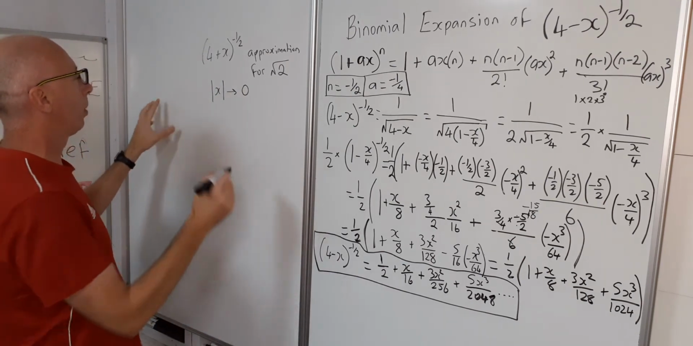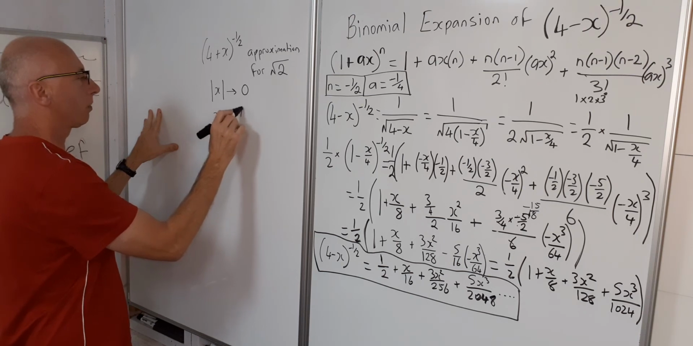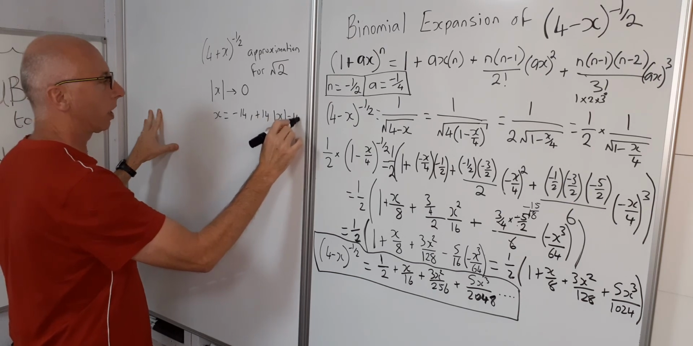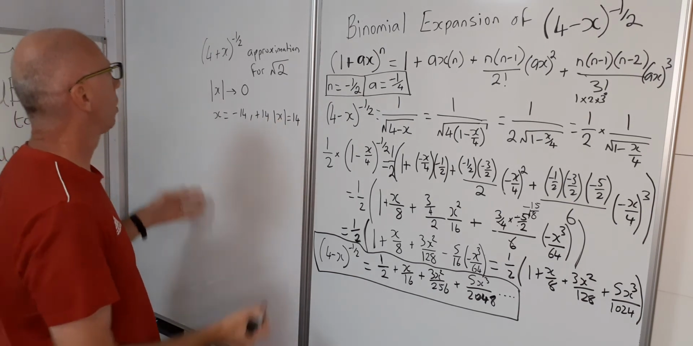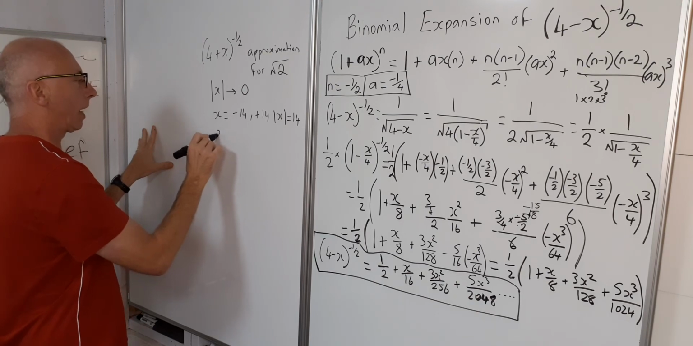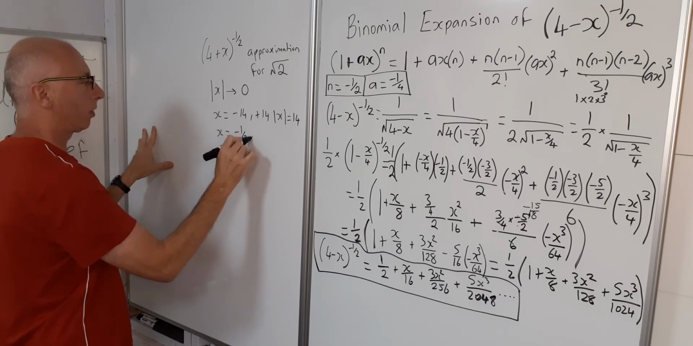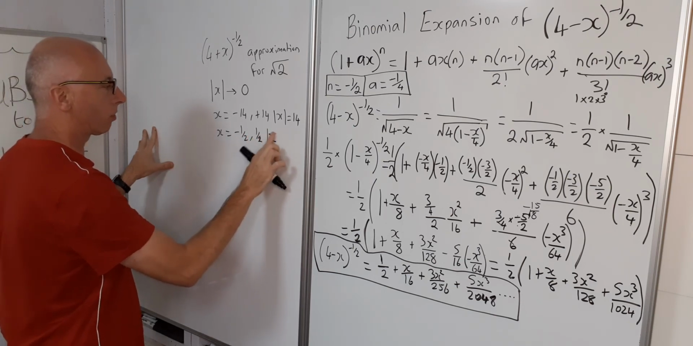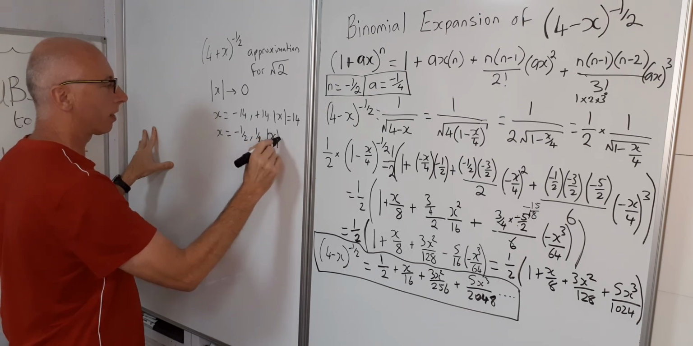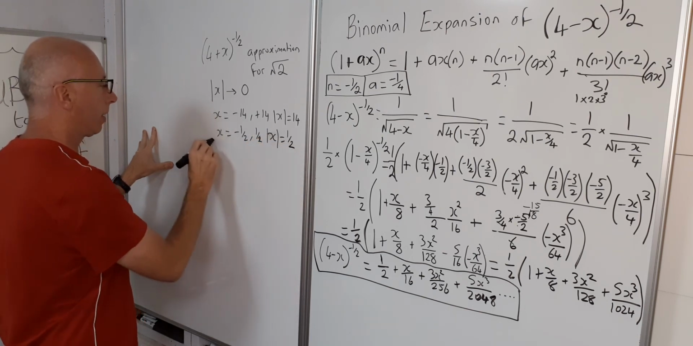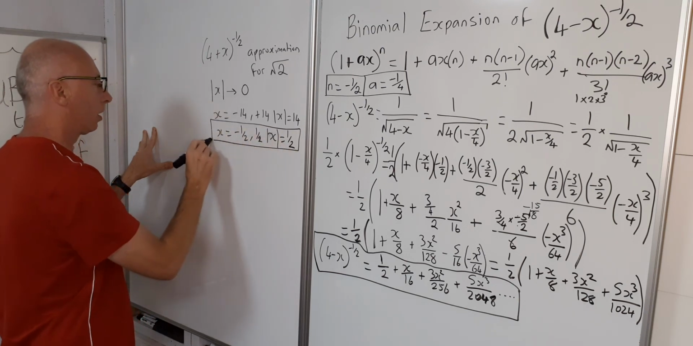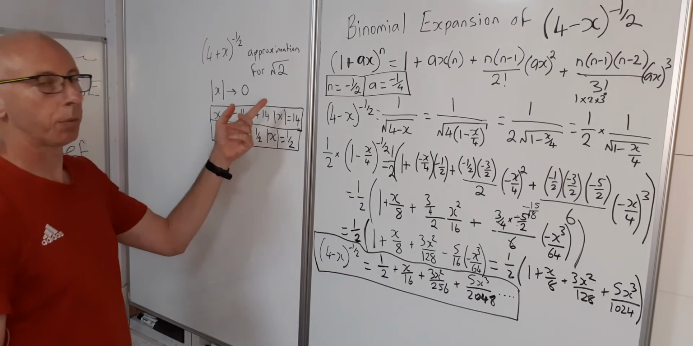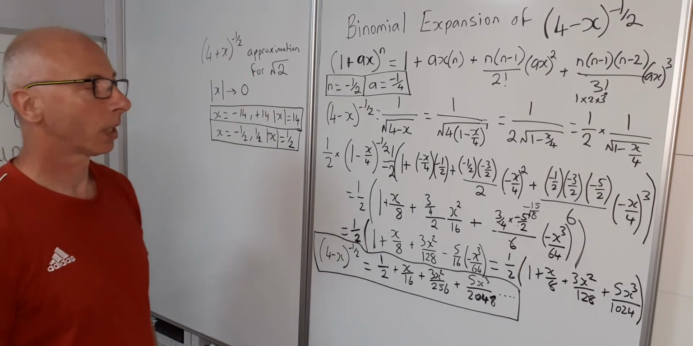Okay, so for example, if x equals minus 14 or plus 14, the absolute value of x is 14. That is quite large. Whereas, for example, if we had x equals minus 1/2 or plus 1/2, then the absolute value of x equals 1/2. This would be the better approximation, whereas this one here would be the worse approximation for the square root of 2.